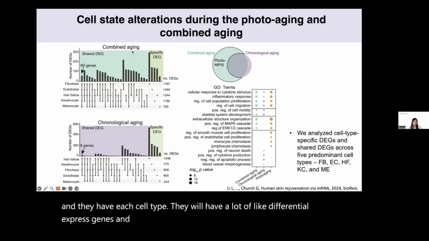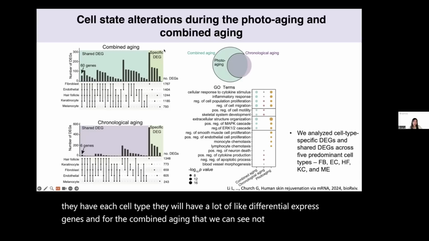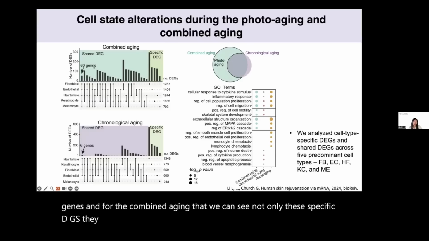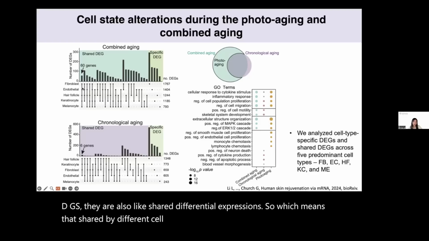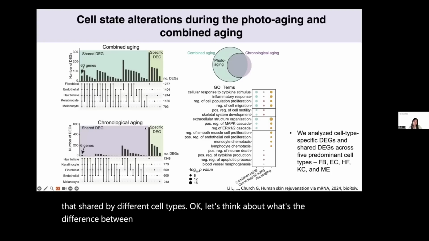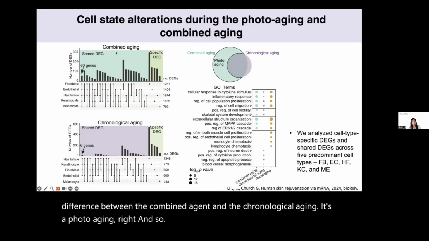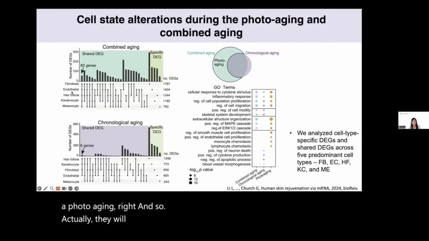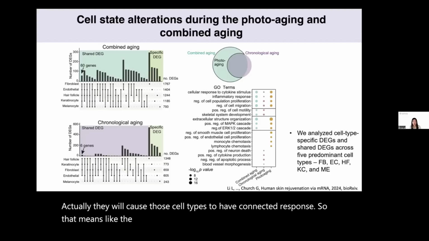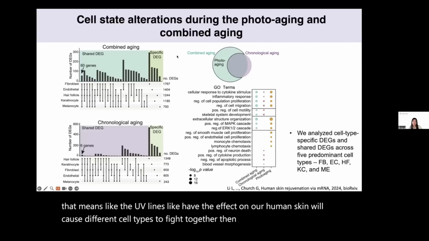For the combined aging, we can see not only these specific DEGs, but also shared differential expressed genes, which means they are shared by different cell types. Let's think about what the difference is between the combined aging and the chronological aging. It's photoaging, right? Photoaging will cause those cell types to have a connected response. That means the UV light's effects on our human skin will cause different cell types to fight together. Then we validated this thought with GO terms.